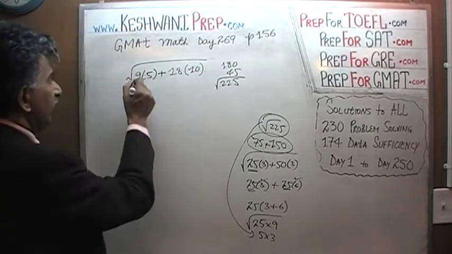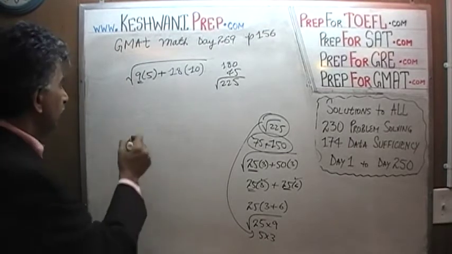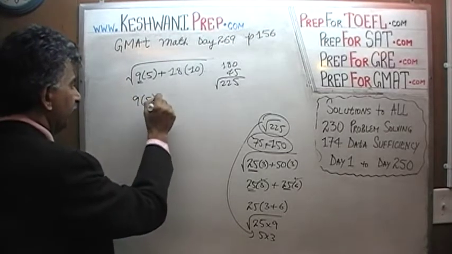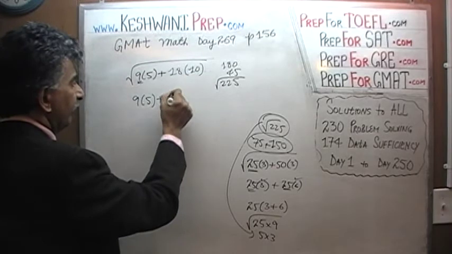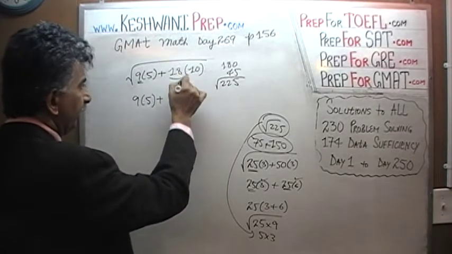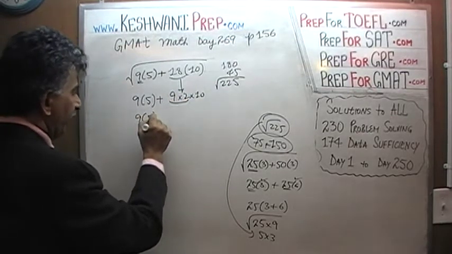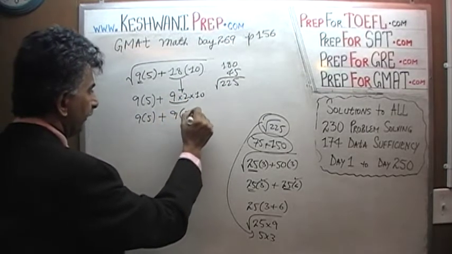Again, it's very simple. This is a 9. We have to somehow get a 9 here, a perfect square. So let's do that. 9 times 5 plus 18 can be written as 9 times 5 plus 9 times 2, and 9 times 2 is 18 right there. That can be written as 9 times 5 plus 9 times 2.